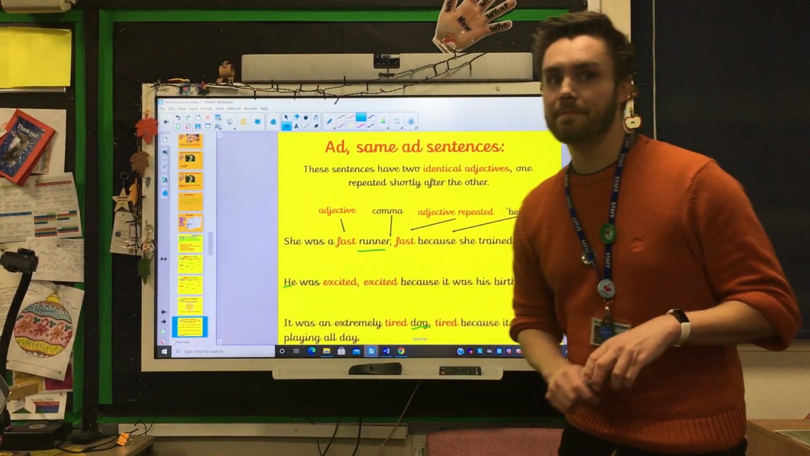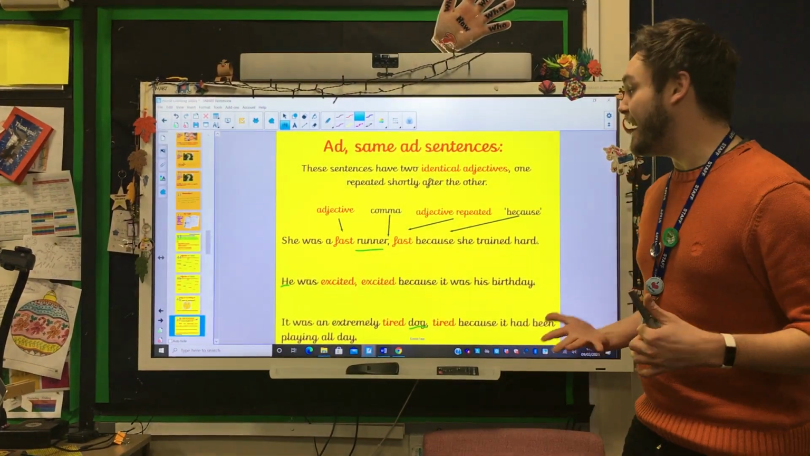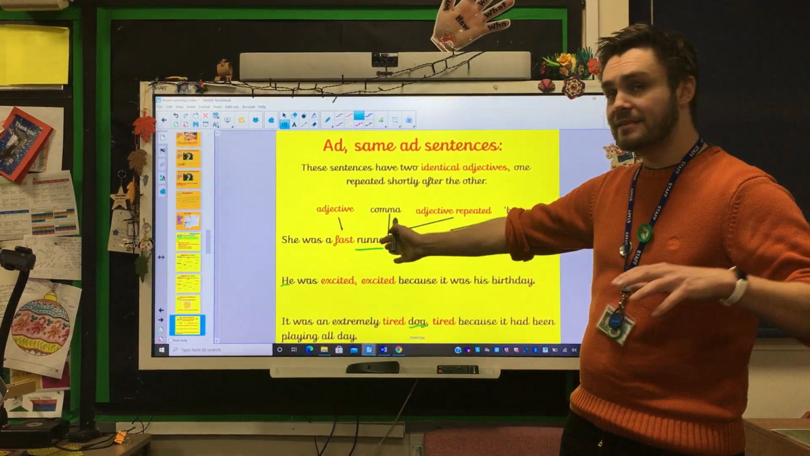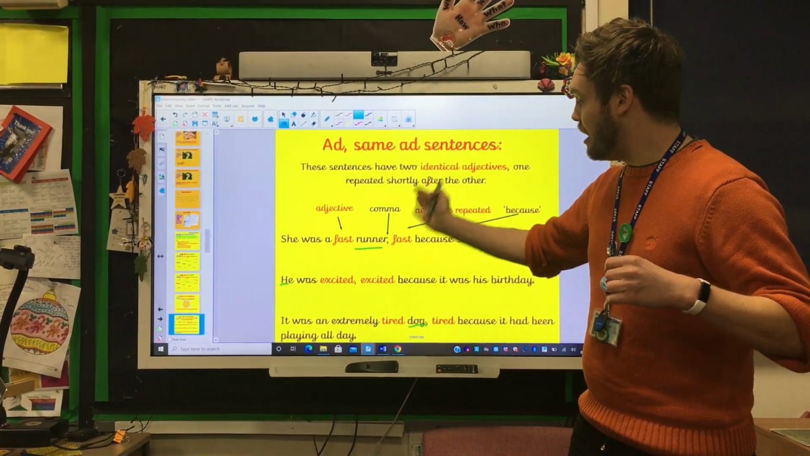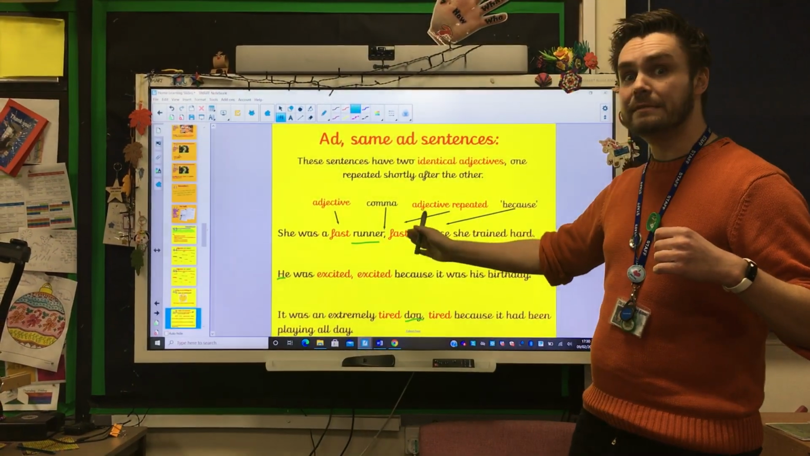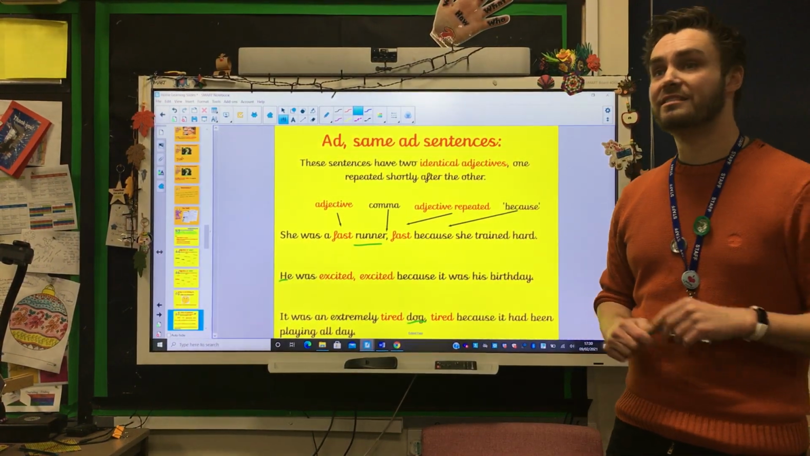So to give you an idea of what we're looking at, we could say she was a fast runner, fast because she trained hard. You need to have that adjective. You can sometimes have a noun after it. A comma needs to come after that first statement, and then the adjective needs to be repeated directly after the comma. And you need to have the word because in there to explain yourself.